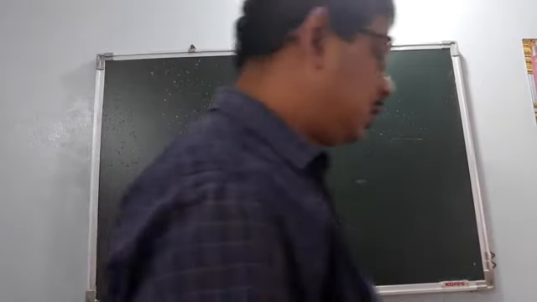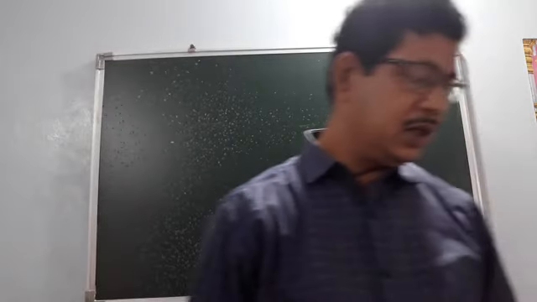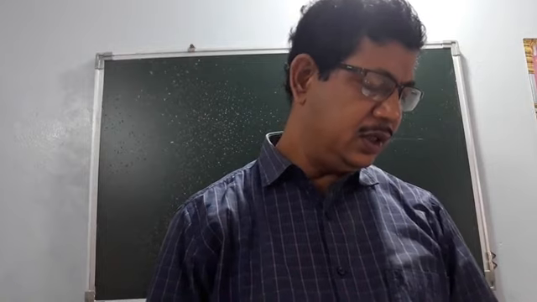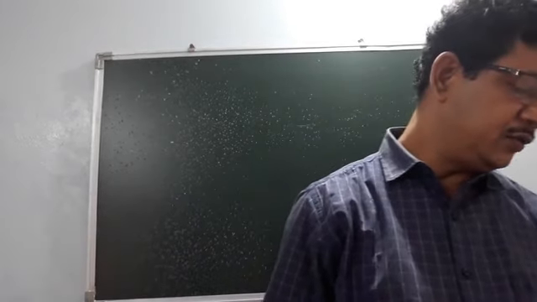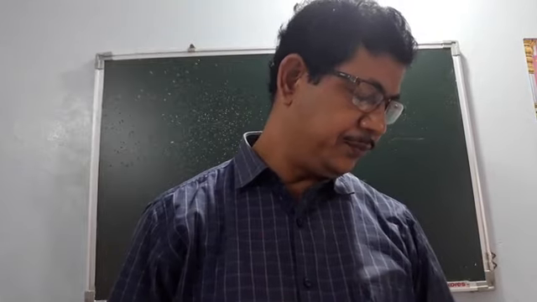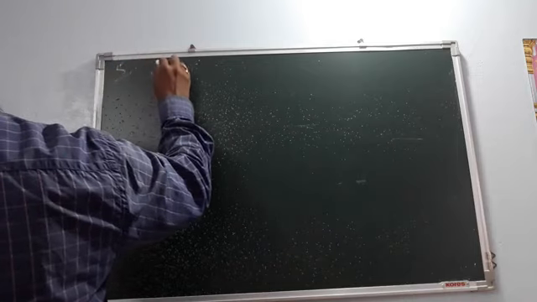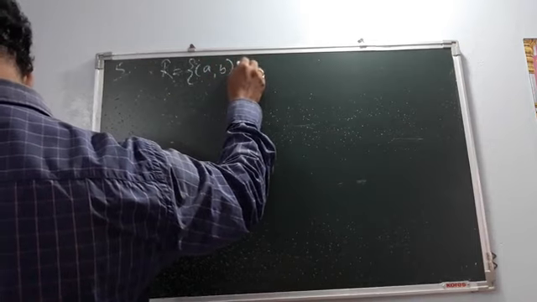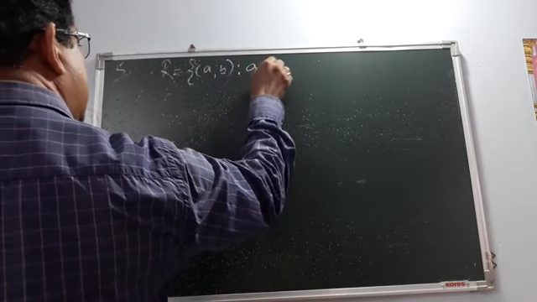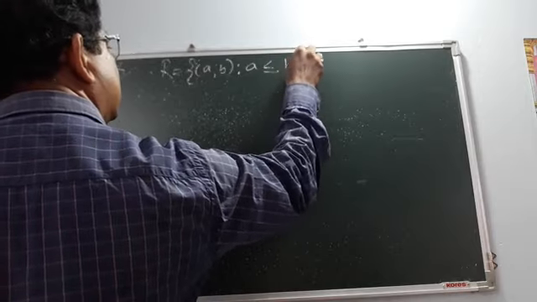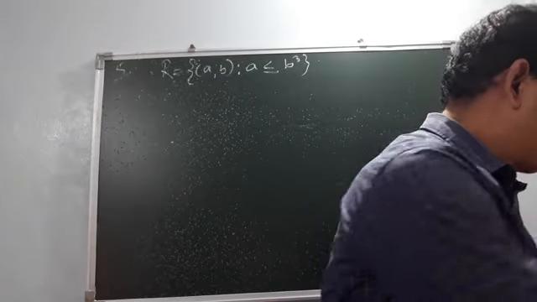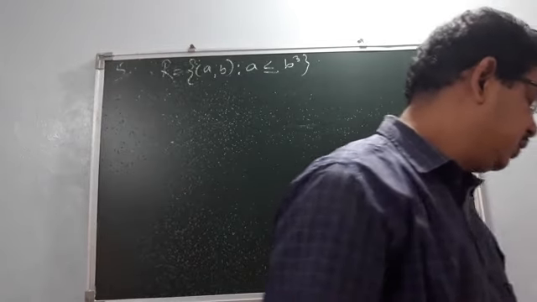Now question number 5. Check whether the relation R in the real numbers defined by (a, b) such that a is less than or equal to b cube is reflexive, symmetric, or transitive. So question number 5. R is given as (a, b) such that a ≤ b³. One thing, it is neither reflexive, nor symmetric, nor transitive. You cannot say anything else.